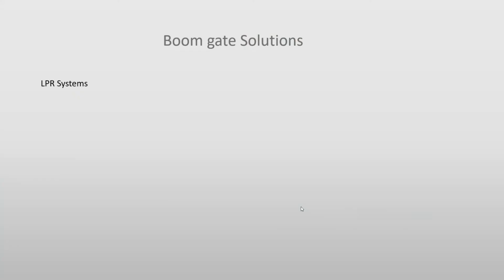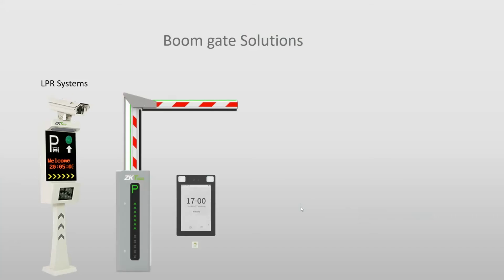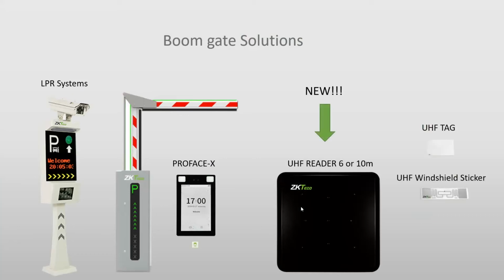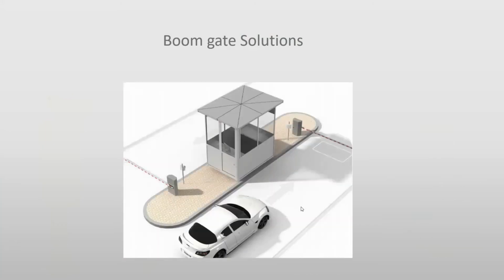So this is your combination. This is your LPR system. Your boom gate connected to your boom gate. You've got your facial recognition as well, depending on how you want to use it. You've got your UHF solution, 6 or 10 meters. And then you've got your tag, windshield, and number plate. This is basically how it's going to look. So I would suggest, if this is a business park, going in via UHF, because you are registered for that specific area, and going out via facial recognition or LPR system. So using it in combination is pretty effective.